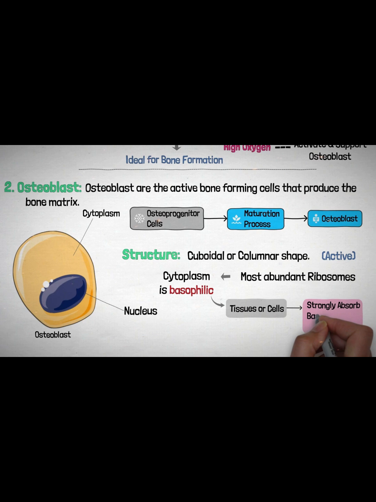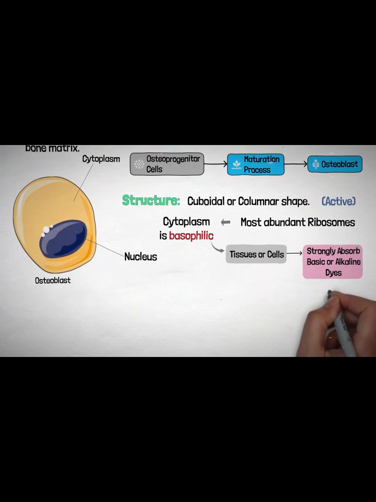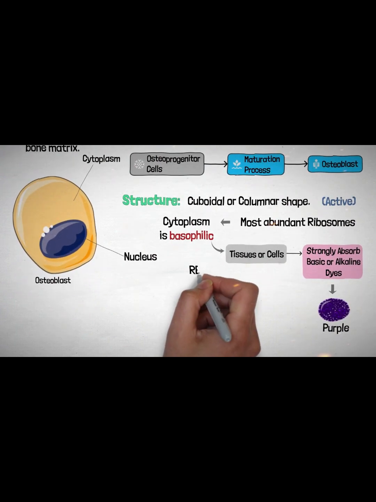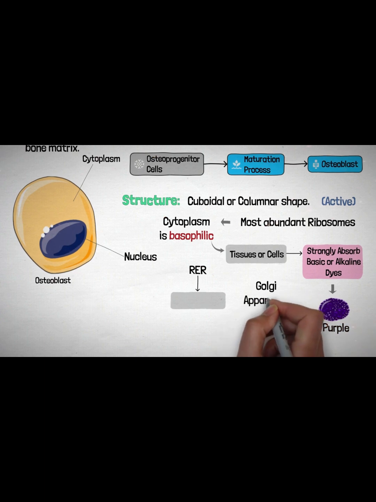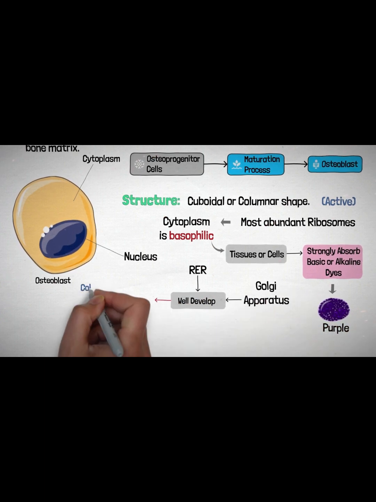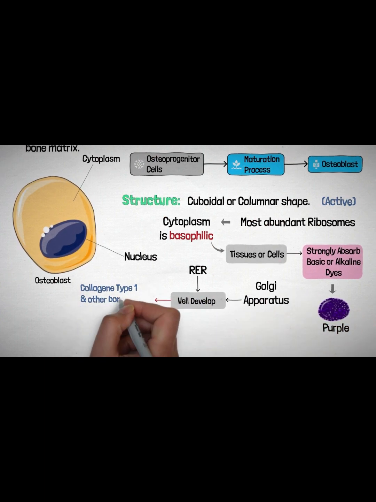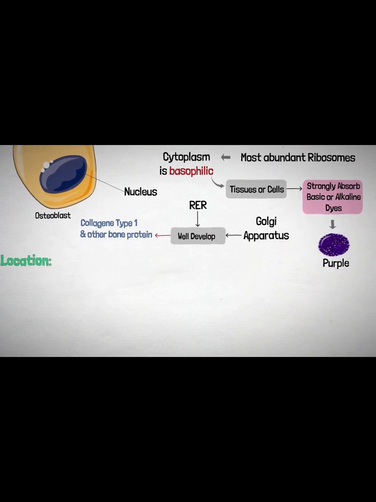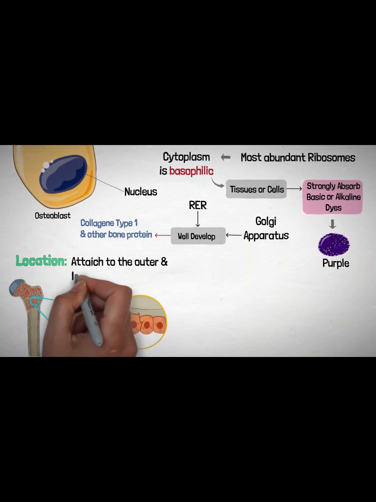Inside, the rough endoplasmic reticulum and Golgi apparatus are well developed because these cells produce and secrete collagen type I and other bone proteins. They are arranged in a single layer on the outer and inner surfaces of the bone and perform four major functions.